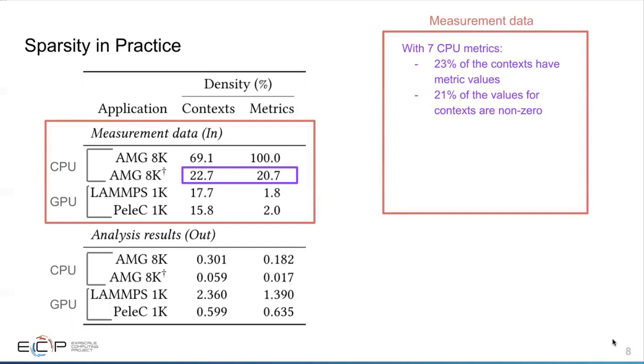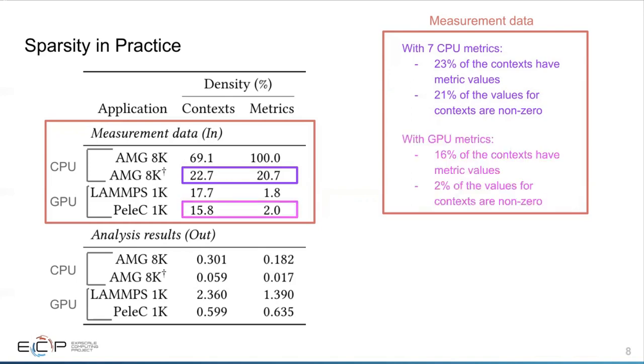So with 7 CPU metrics, roughly 23% of the contexts have metric values and 21% of the values for those contexts are non-zeros. So only 23% actually have some values, and in those 23%, only 21% of them are actually non-zeros. And then for GPU metrics, 16% of the contexts have metric values and 2% of the values for those contexts are non-zeros, which means roughly 0.32% of the whole data are non-zeros. Roughly 99% of the values are all zeros.